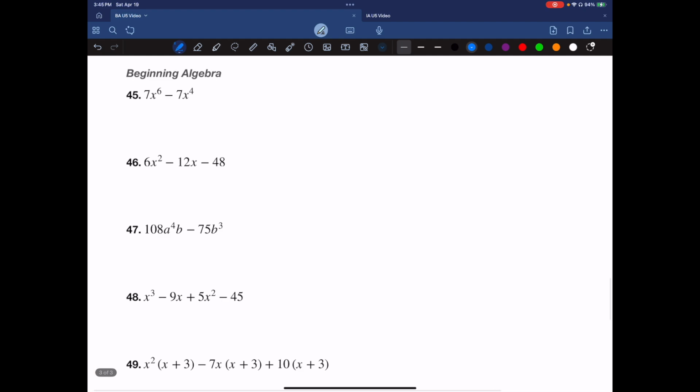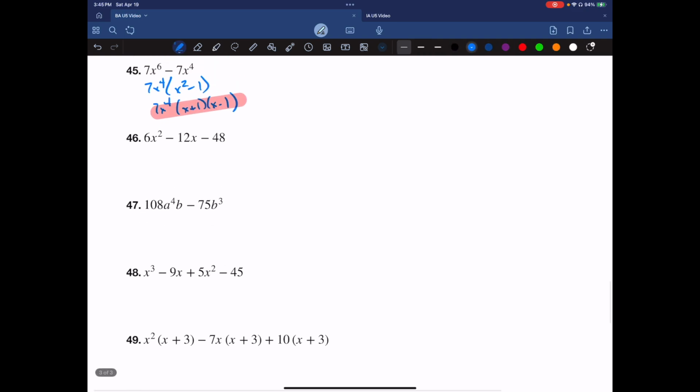On 45, we're going to take out a 7x to the fourth, and that's going to leave me with x squared minus 1. Well, x squared minus 1 is the difference of two squares, so I've got to keep going. So you've got 7x to the fourth on the outside, x plus 1, x minus 1.